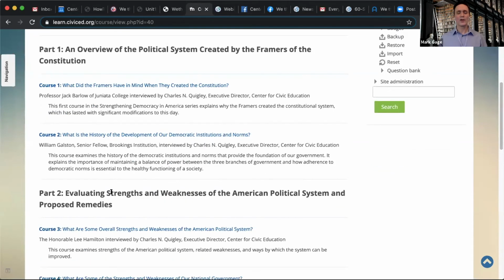Part 2 is evaluating the strengths and weaknesses of the American political system. That's where you go into, okay, now that we've had the overview, what are some of the strengths and weaknesses, and what are some proposals out there for improving these?